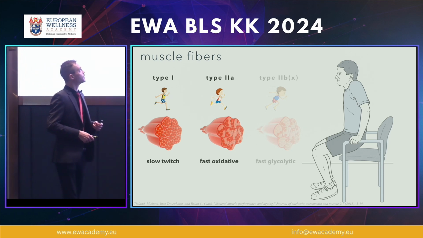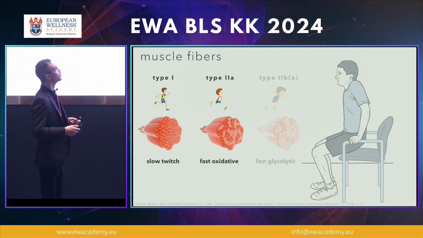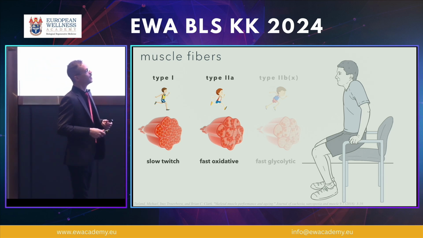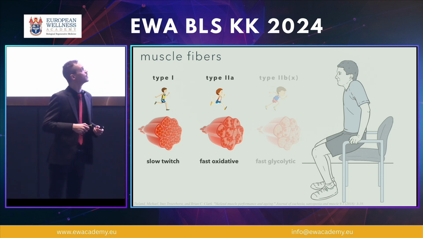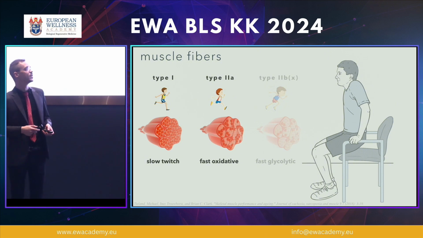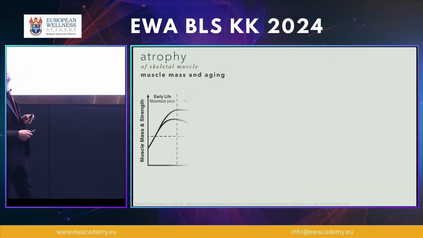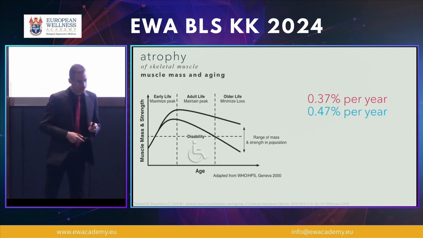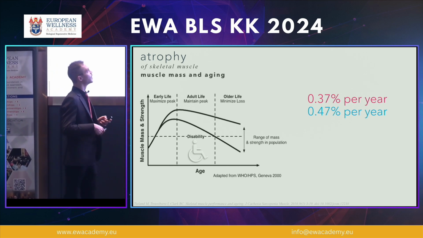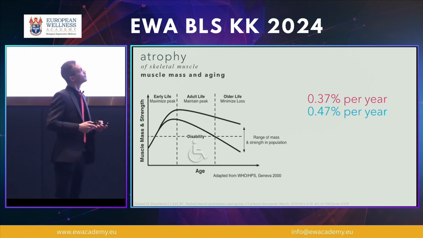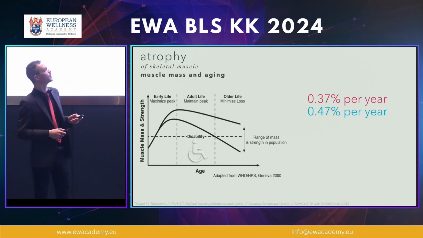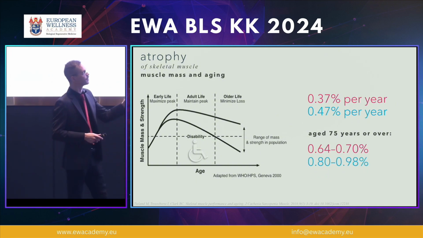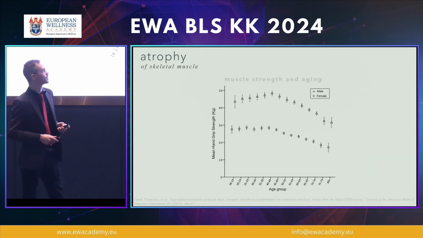With age, there is a tendency of our muscles to lose type 2 fast twitch fibers, and it is associated with difficulties such as getting up from a chair or lifting heavy weights. Also, we can observe muscle mass decrement, muscle atrophy, about 0.37% per year in women and 0.47% in men before the age of 75. After the age of 75, of course, the rates are higher, up to 1% in men.